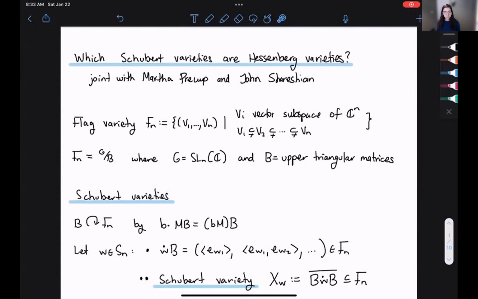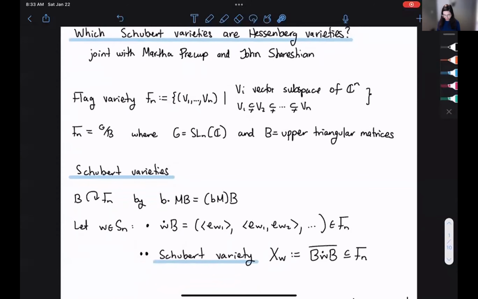So using this action, we can construct Schubert varieties. If you start with a permutation w in S_n, let me denote by w-dot, I'll put a dot on top just to distinguish it, the following flag. It's the flag where you just list your standard basis vectors in the order determined by your permutation. And so that is indeed a flag. It's a strictly ascending sequence of vector subspaces of C^n. And if you take this point and act on it by B, so look at this orbit, and then you close it, you end up with a Schubert variety.